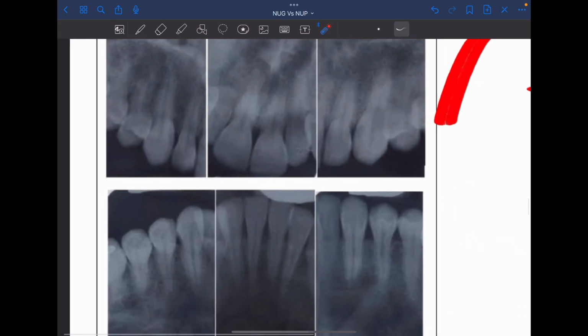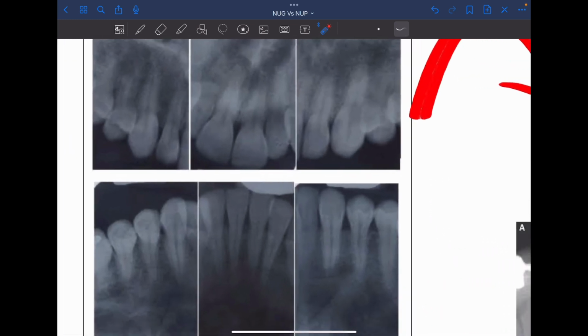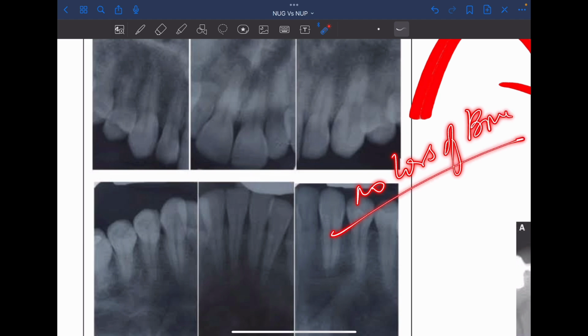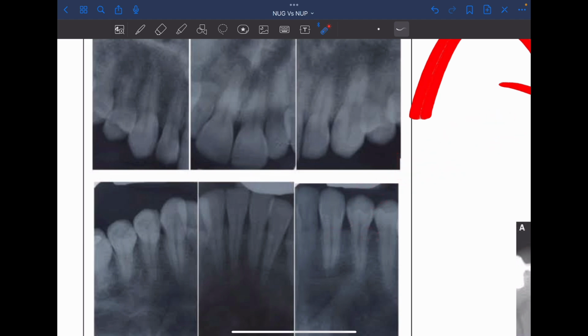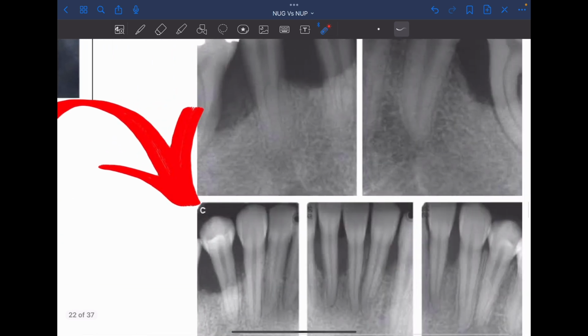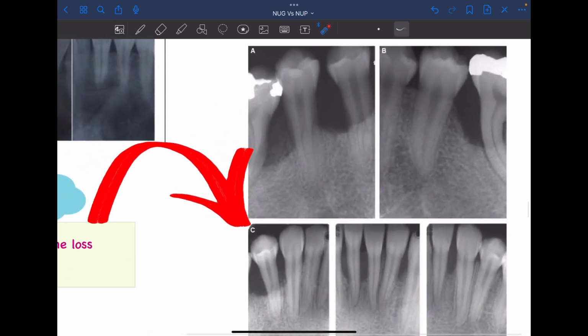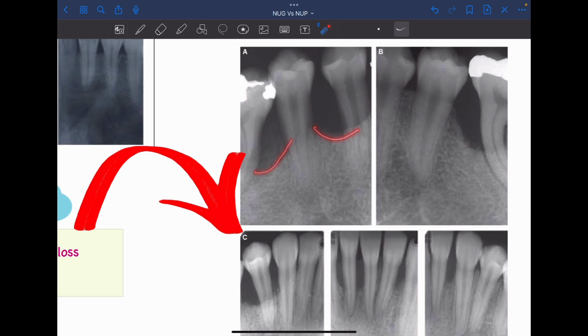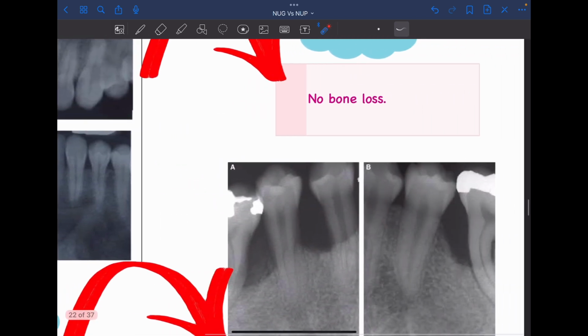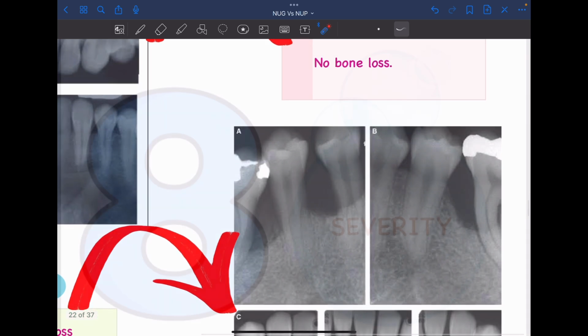So here is a radiograph depicting NUG. Here you can see the bone is very much intact. There is no loss of bone. See here, enough of interdental bone, and the teeth are very well placed in the socket. So there is no bone loss in NUG, versus when you look at NUB, you can see over here there is bone loss, which is clearly seen and clearly demarcated, leading to formation of an angular defect. So in case of NUG we have no bone loss, and in cases of NUB we have a significant amount of bone loss.